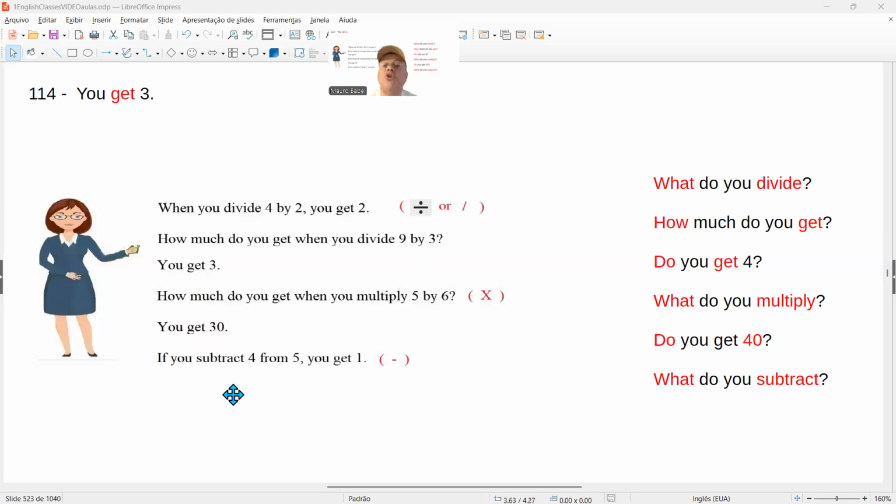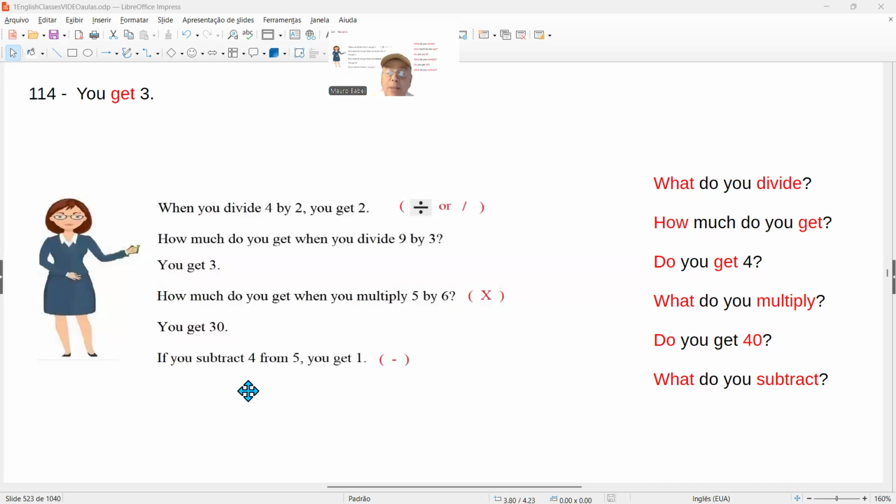If you subtract, olha, subtract é diminuir, né? Diminuir. É a mesma coisa que eu dizer 5 minus, né? Menos. 5 minus 1 is what? 4, não é? 5 menos 1 igual a 4. 5 minus 1 is 4.